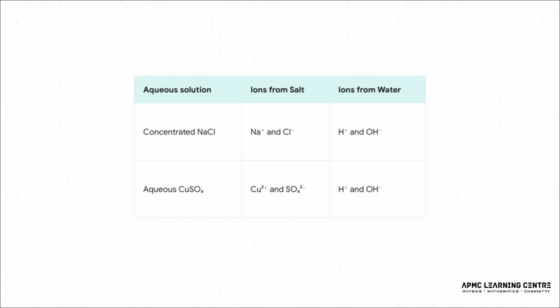So, have a look at this table. It really spells it out. Whether you're dissolving sodium chloride or copper sulfate, it doesn't matter. You always end up with 4 ions in the mix. You get the cation and anion from the salt, and you get H+ and OH- from the water. Every single time, it's a 4-way showdown.